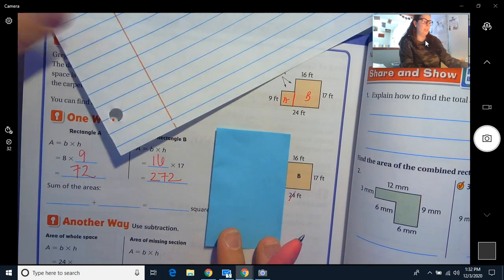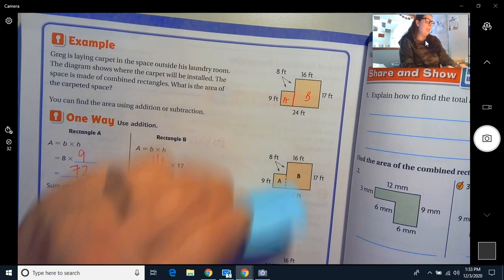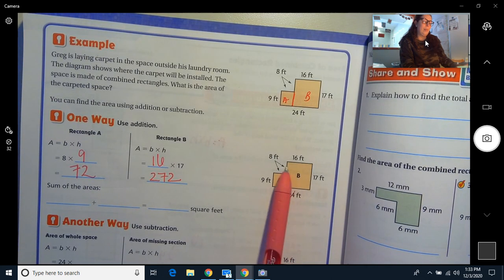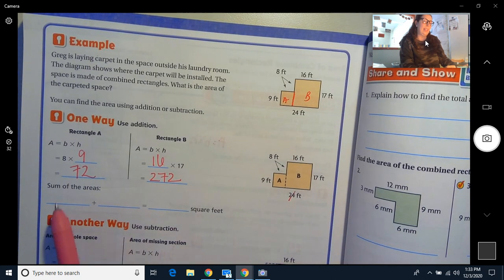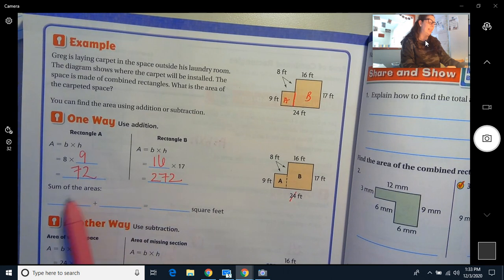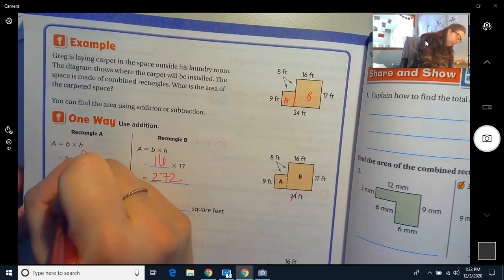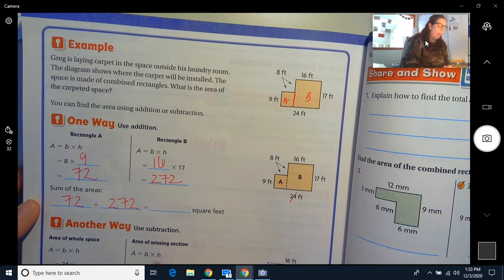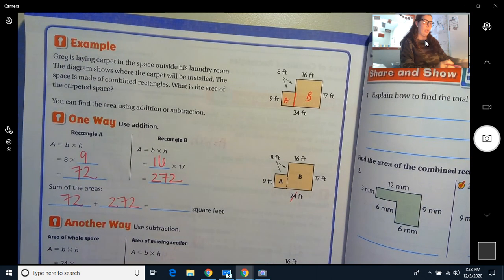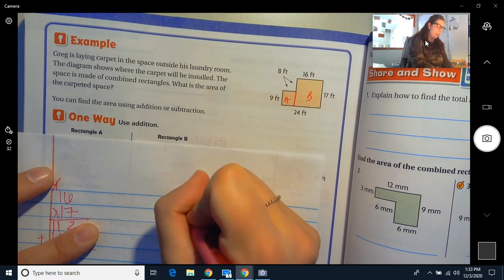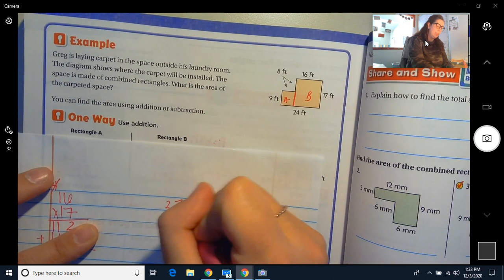Now, I just found, together with you guys, the area of rectangle A and the area of rectangle B. But that doesn't tell me what this whole shape's area is unless I add those two numbers together. So I'm going to go ahead and add 72 and 272. Now, I'm going to write this on my scrap paper to keep it lined up. So I'm going to take 272 plus 72.